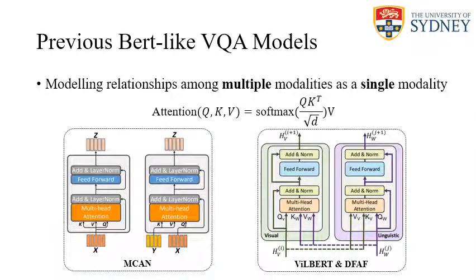The previous BERT-like VQA models, such as MCAN, ViLBERT, DFAF, model relationships among multimodalities as a single modality by directly using the scalar dot product from BERT.